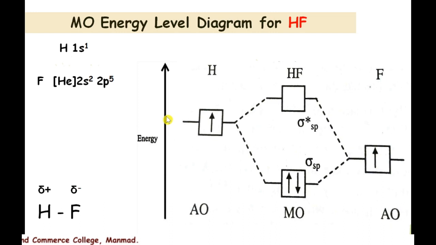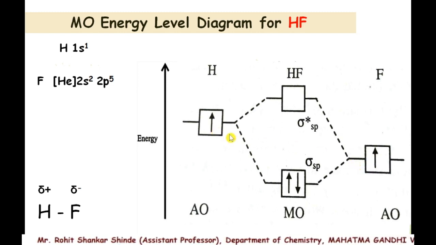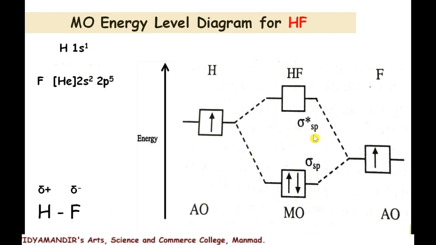Energy is increasing from bottom to top. This one is the atomic orbital of hydrogen atom, and this is the atomic orbital of fluorine. Since there are two atomic orbitals of two different elements, two atomic orbitals combine and form two molecular orbitals. One is bonding molecular orbital, another one is anti-bonding molecular orbital. Bonding molecular orbital, that is BMO, is sigma sp. Anti-bonding molecular orbital is sigma star sp.